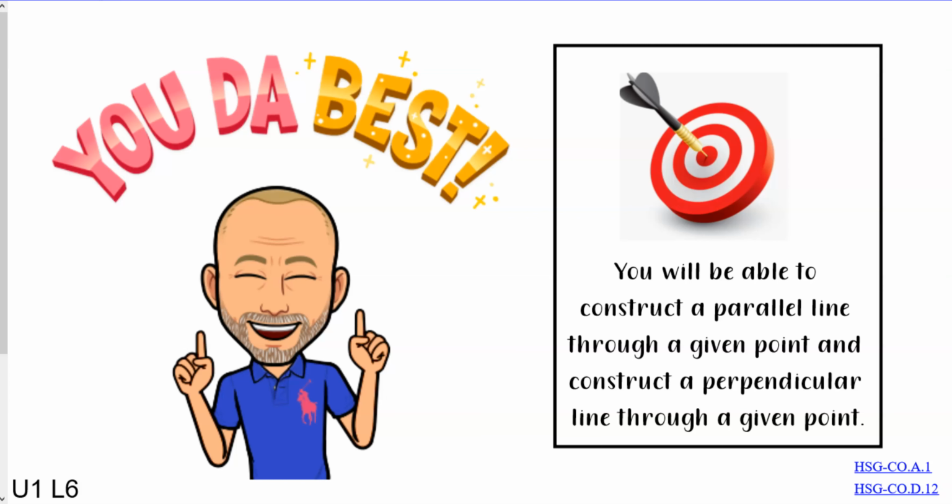Alright, this is lesson 6 in Unit 1 of the Illustrative Math for Geometry. In this lesson you'll be able to construct a parallel line through a given point and also construct a perpendicular line through a given point. So let's head on over to the website.